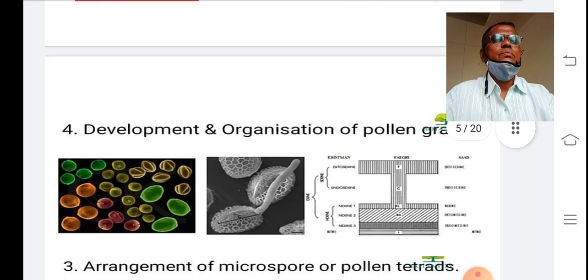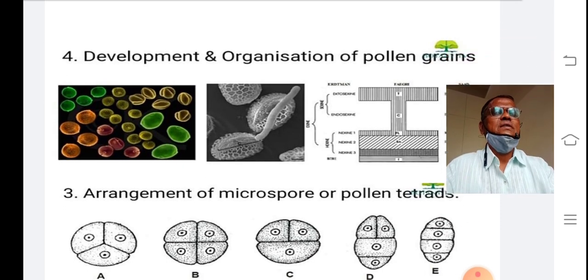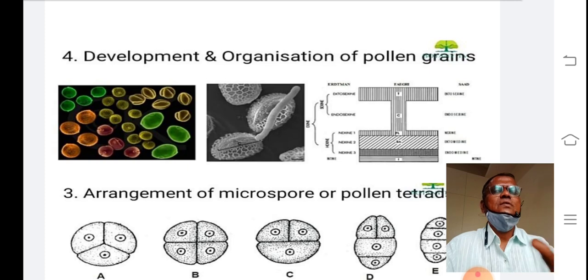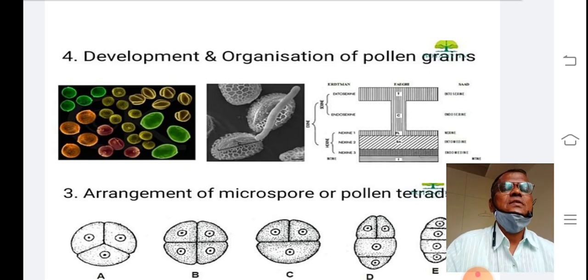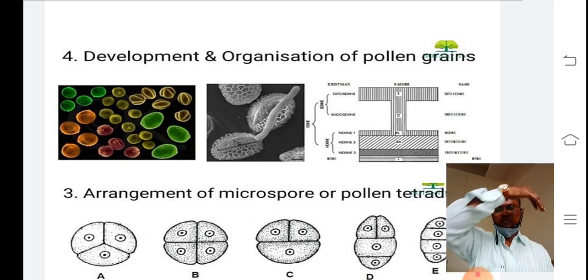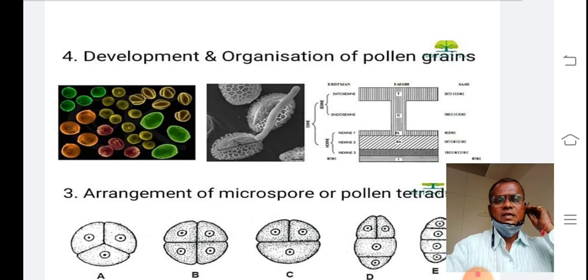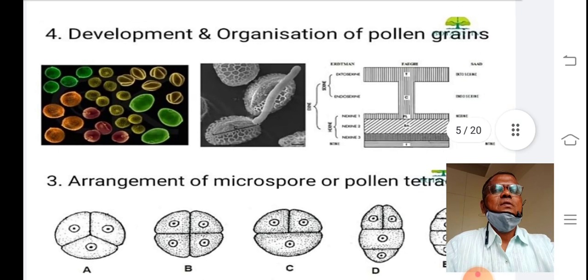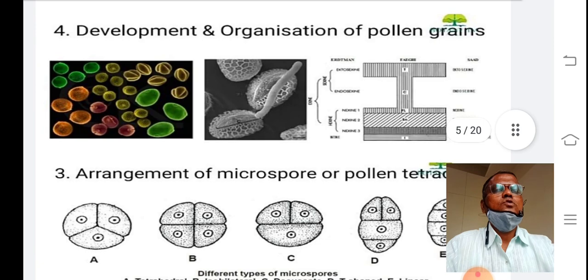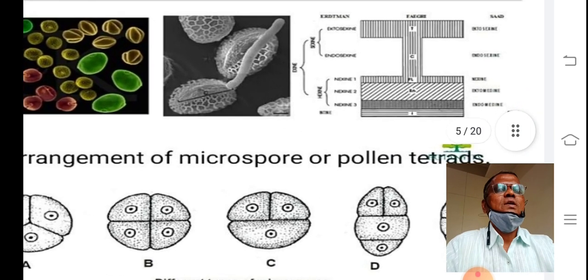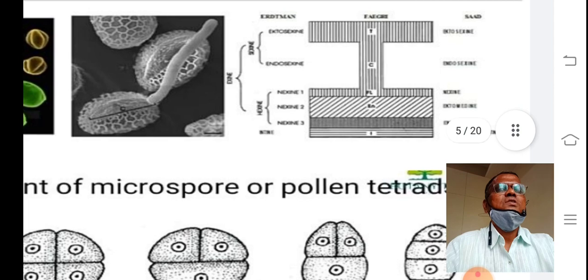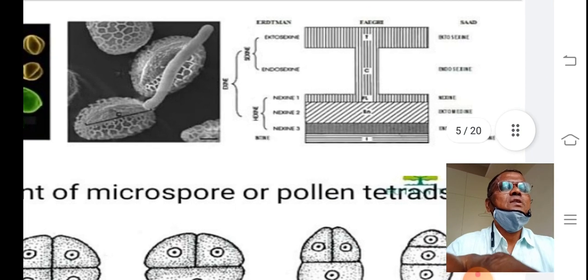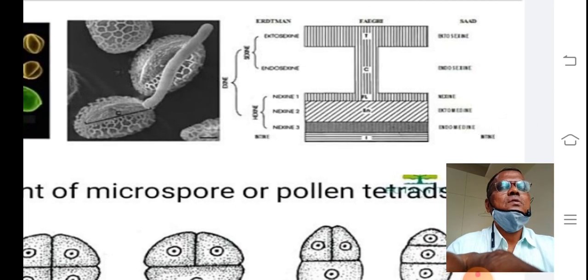Then next, development and organization of pollen grain. I have selected this randomly. This study is a source of data in the study of angiosperms, because each genus and species has different characters. So here you are observing development, how the pollen grain is formed. These are scanning electron microscopic photographs. You just see how many layers are there. Here they show the magnified view.